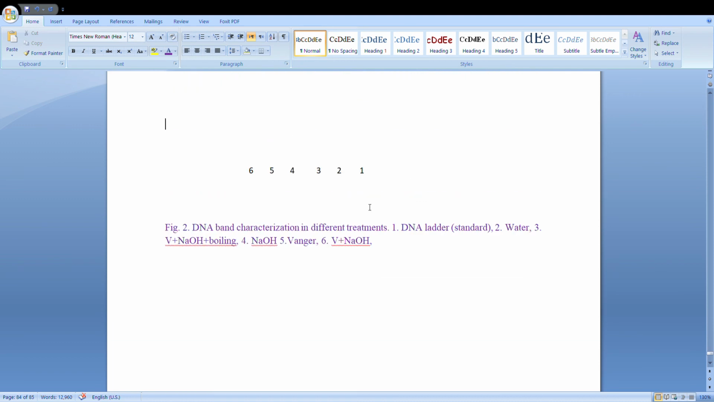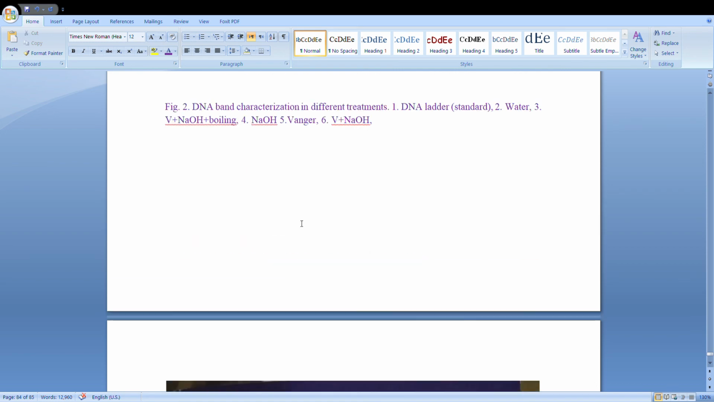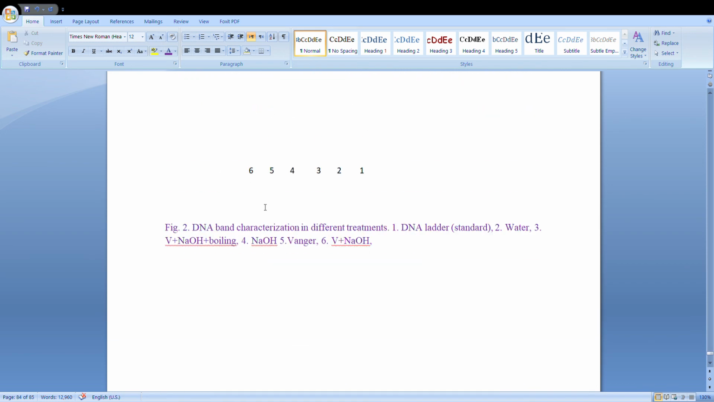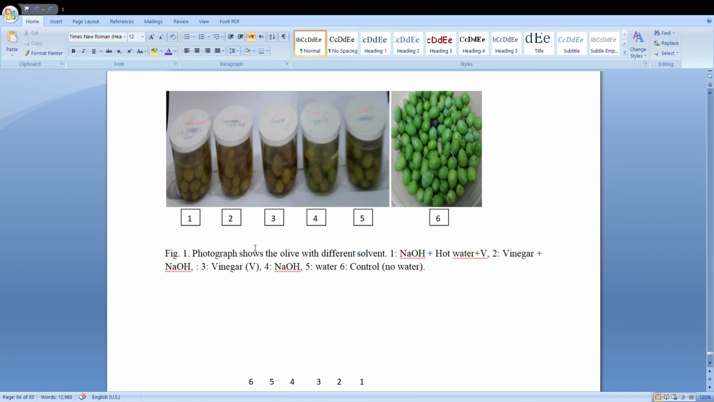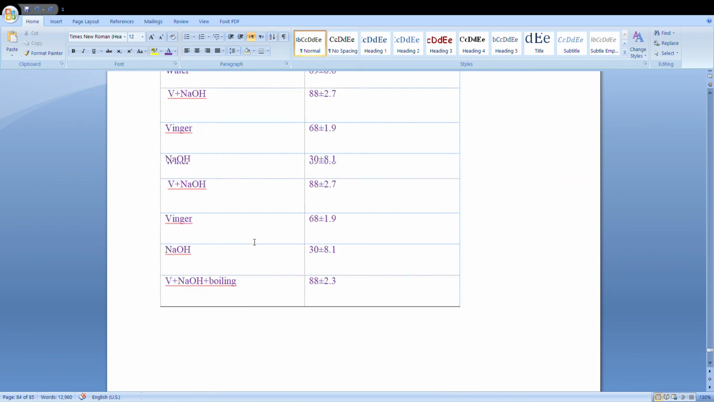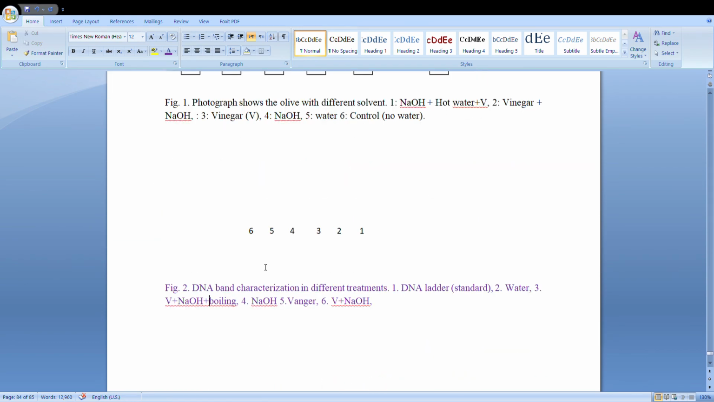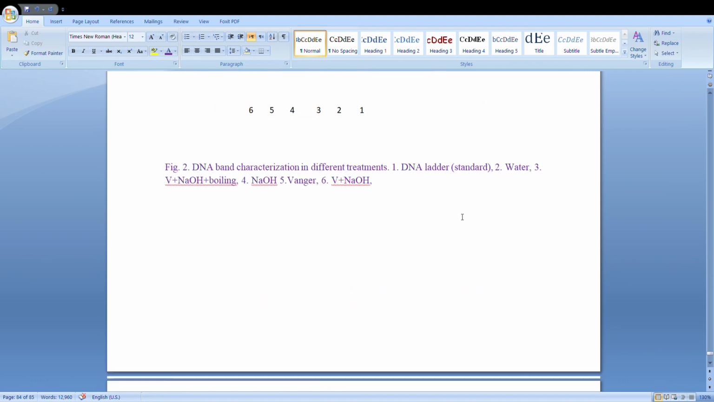So the DNA bands, characters, water contents, and the different treatments. So you can see the different bands.